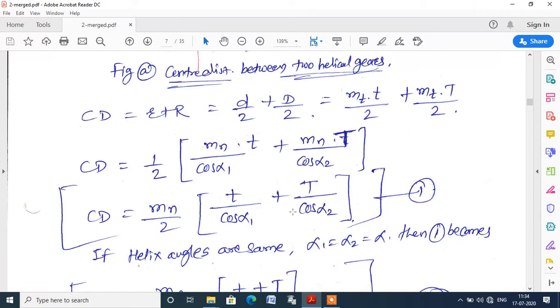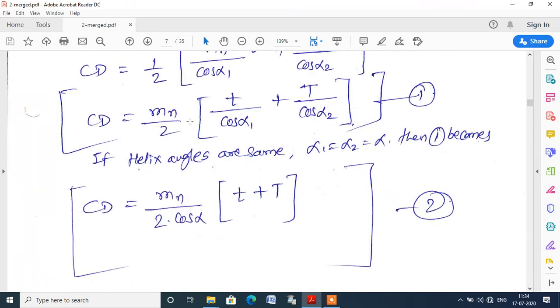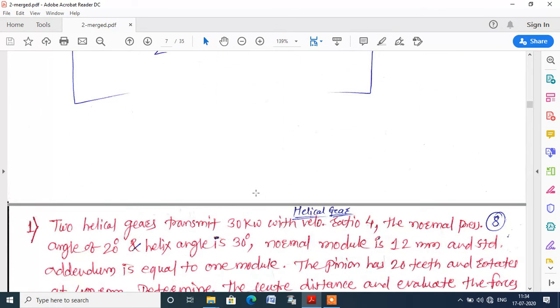Now we get it in terms of module, and already we know that center distance equals small r plus capital R. If you calculate small r and capital R and just take the addition, you will get the center distance. Now if the helix angles are the same, that is alpha 1 equal to alpha 2 equal to alpha, then putting this value in equation number 1, we get the final equation: mn by 2 cos alpha into bracket t plus capital T.